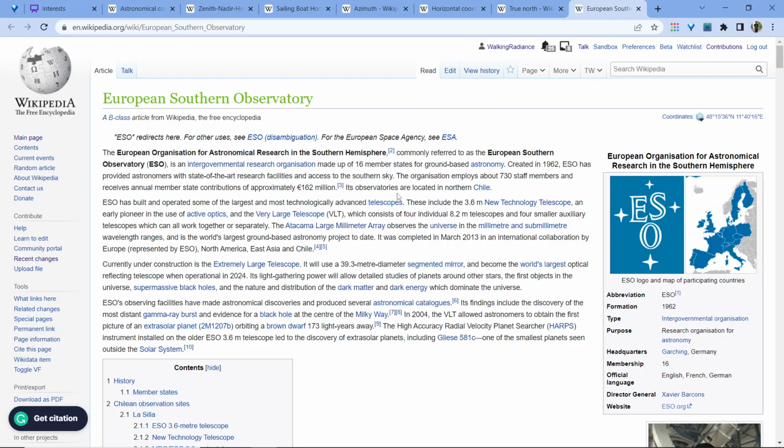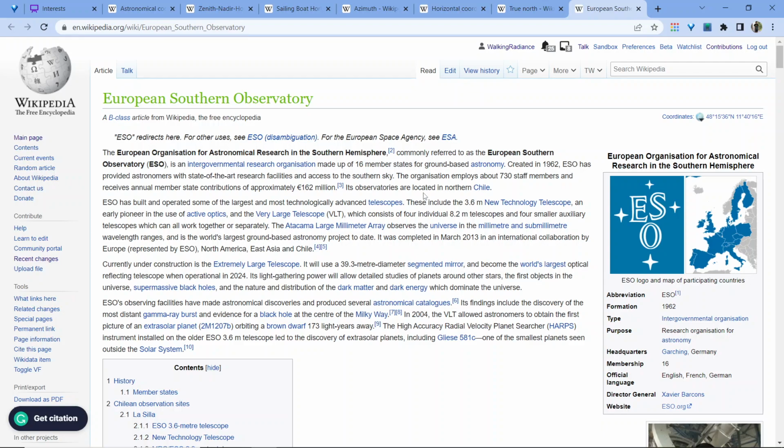is an intergovernmental research organization made up of 16 member states for ground-based astronomy. Created in 1962, ESO has provided astronomers with state-of-the-art research facilities and access to the southern sky. The organization employs about 730 staff members and receives annual state member contributions of approximately 162 million euros. Its observatories are located in northern Chile.